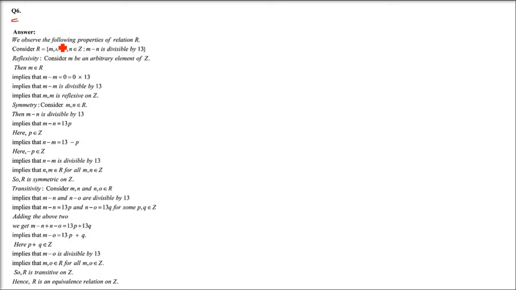Now question number 6. M is said to be related to N if M and N are integers and M minus N is divisible by 13. Does this define an equivalence relation? Now as I said, 1, 2, 3, 4, all the questions we have done are exactly like this. We have just changed the variables to m and n, and the number to 13. I hope you got the idea. If you understood question number 1 till 4, this is exactly like this. M minus n divisible by 13.